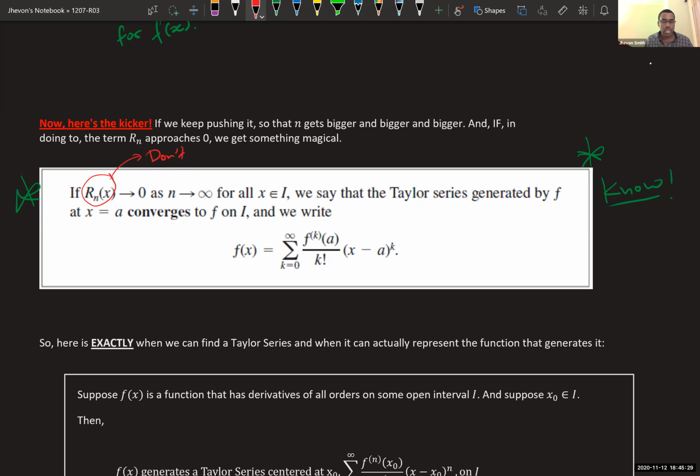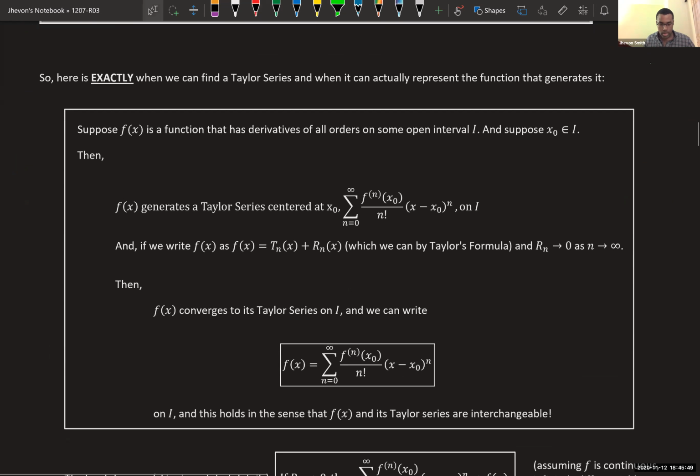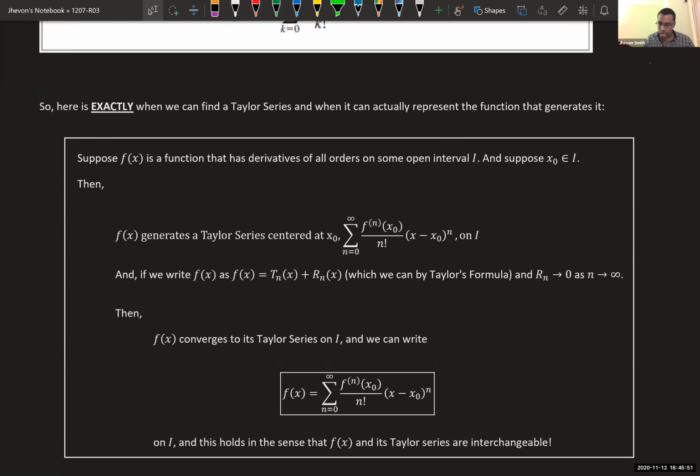Something like this happens for e to the x, it happens for sine of x, it happens for cosine of x, it happens for 1 over 1 minus x, basically. And that's why I could interchange them. Because if I were to write out the remainder term and take the limit of that as n approaches infinity, I would get 0 for all the functions that I mentioned before. So that basically is this, which I would say is worth knowing, just as an idea. When can I think of a function as its Taylor series? Well, it's whenever the remainder term approaches 0 as n approaches infinity.